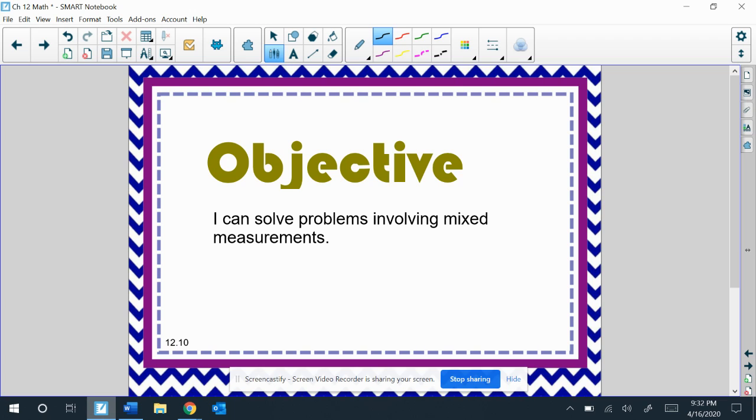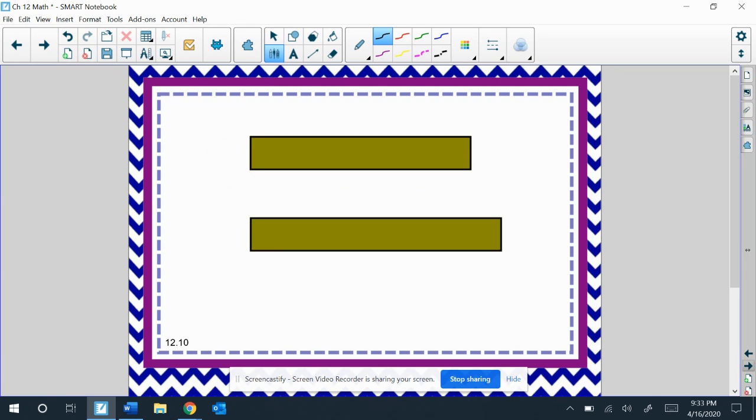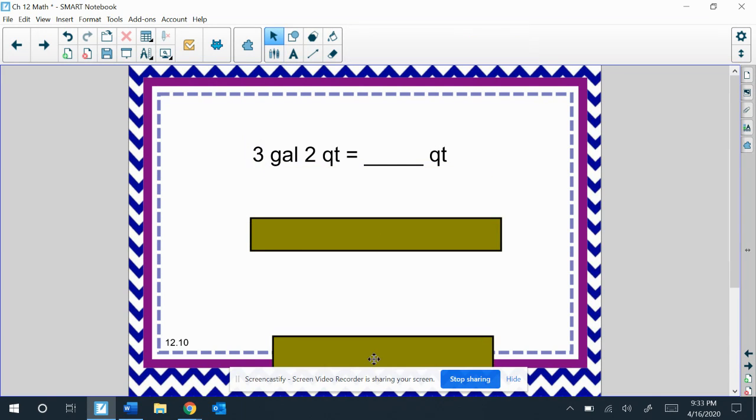Hi, yesterday we did solving problems using mixed measurements. That was where our number, our measurement in the corner, was used to help us. So let's go ahead and do some more problems. Here's the first one. I have 3 gallons and 2 quarts, and I need to turn them all into quarts. See if you can figure out what number I'm going to put in the corner.